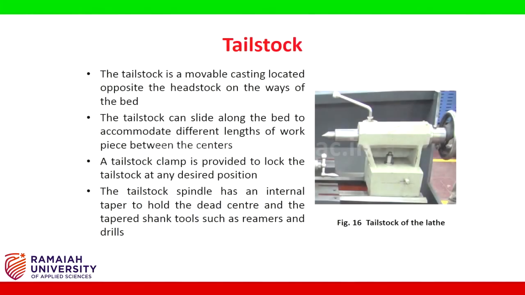Tailstock. Tailstock is a movable casting located opposite the headstock on the base of the bed. Tailstock can slide along the bed to accommodate different lengths of workpiece between the centers. A tailstock clamp is provided to lock the tailstock at any desired position. The tailstock spindle has an internal taper to hold the dead center and the tapered shank tools such as reamers, drills, and drill chucks.